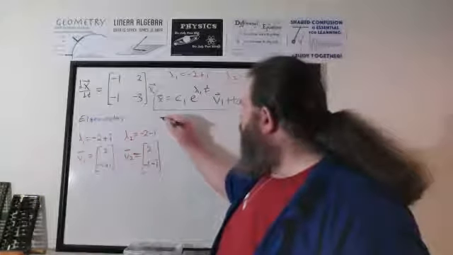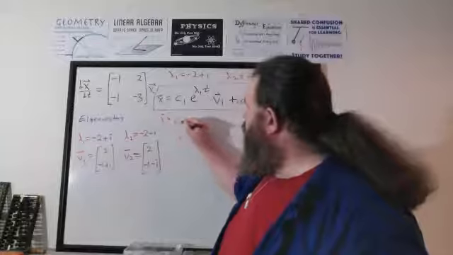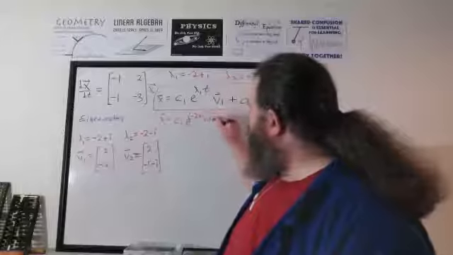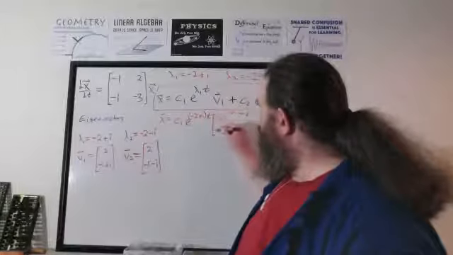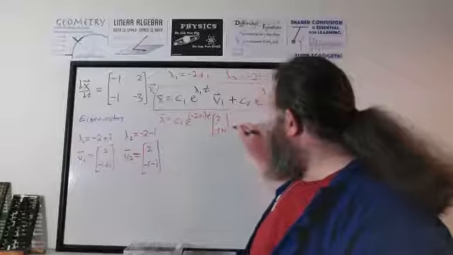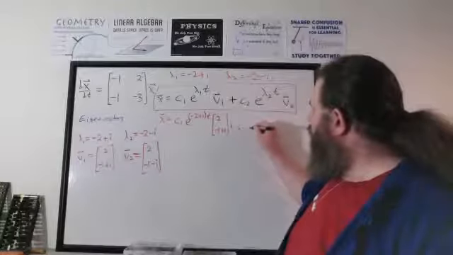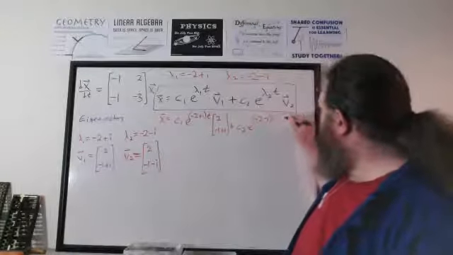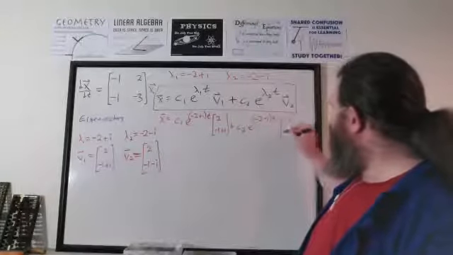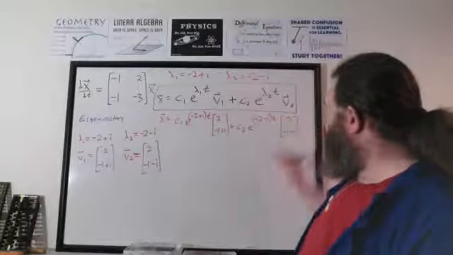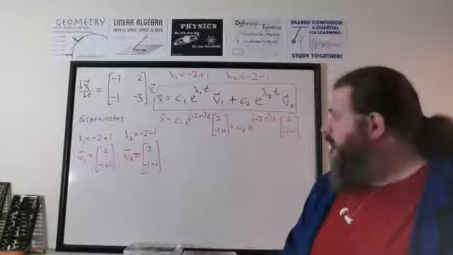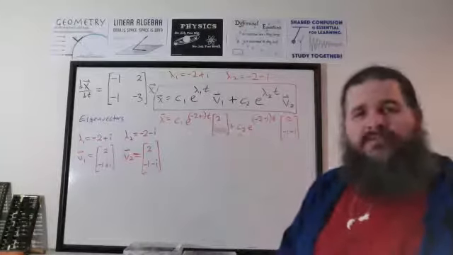If we fill those in, we've got x equals c1 e to the (-2 + i)t times v1, which is (2, -1 + i), plus c2 e to the (-2 - i)t times v2, which is (2, -1 - i). And right away, it'd be a good idea to split up those exponentials because we've got complex exponentials. Let's split those up into pure real and pure imaginary parts.